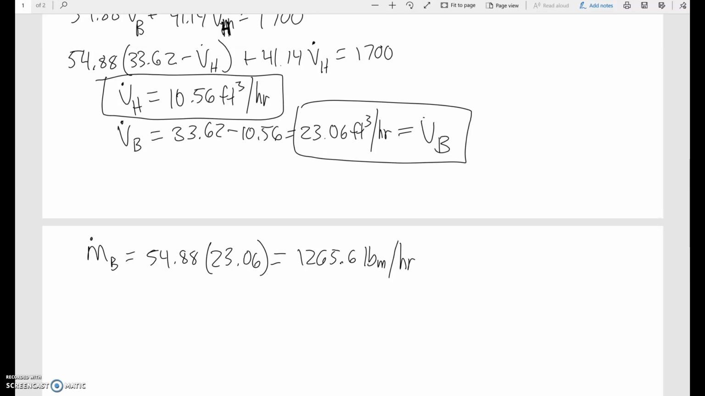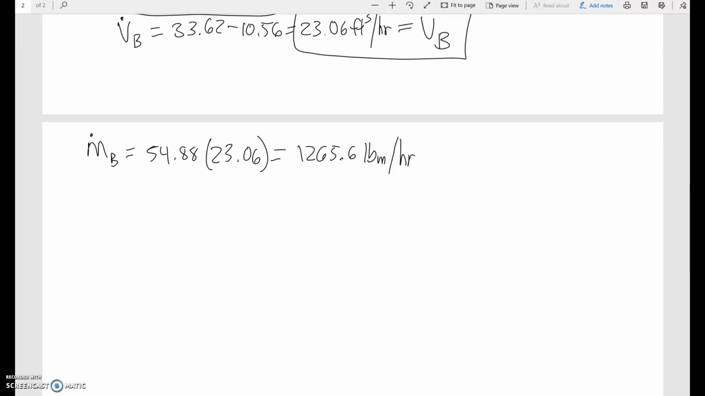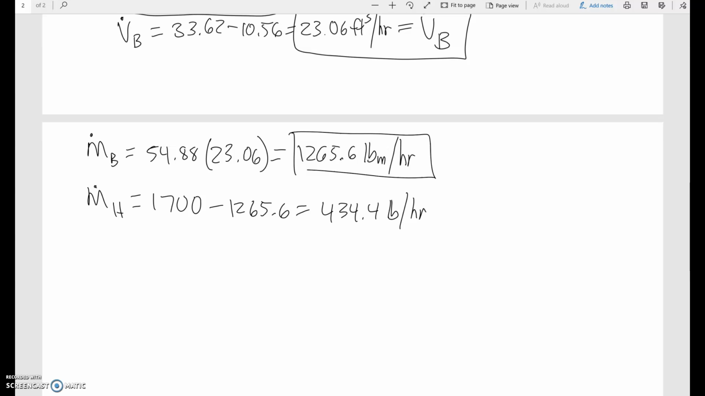Almost there. Now, from there, it's relatively straightforward to get the mass flow rate of hexane, because that's equal to 1700 minus the 1265.6. And when I do that, I get 434.4 pounds mass per hour. And now I have all four of my unknowns.